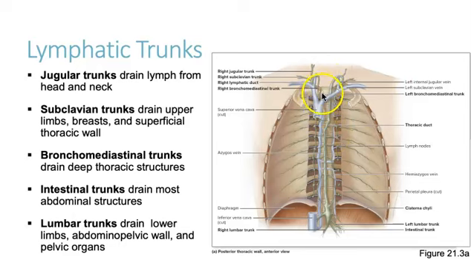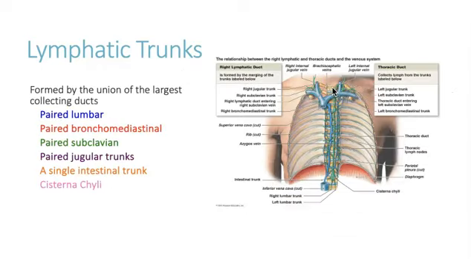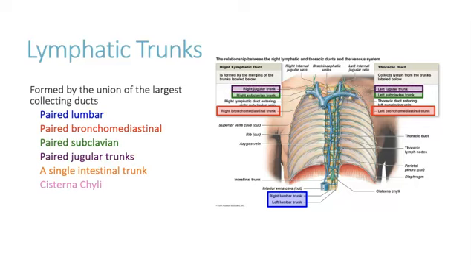And they all are going to come together, and depending on which side you are on, it will filter into either the right lymphatic duct or the thoracic duct. So let's take a look at them in this view. We have our right and left lumbar trunks and our right and left bronchomediastinal trunks, our right and left subclavian trunks, our right and left jugular trunks, our intestinal trunk, and we mentioned the cisterna chyli, which is kind of a sac where the fluid from the lower limbs and our abdomen can filter into.